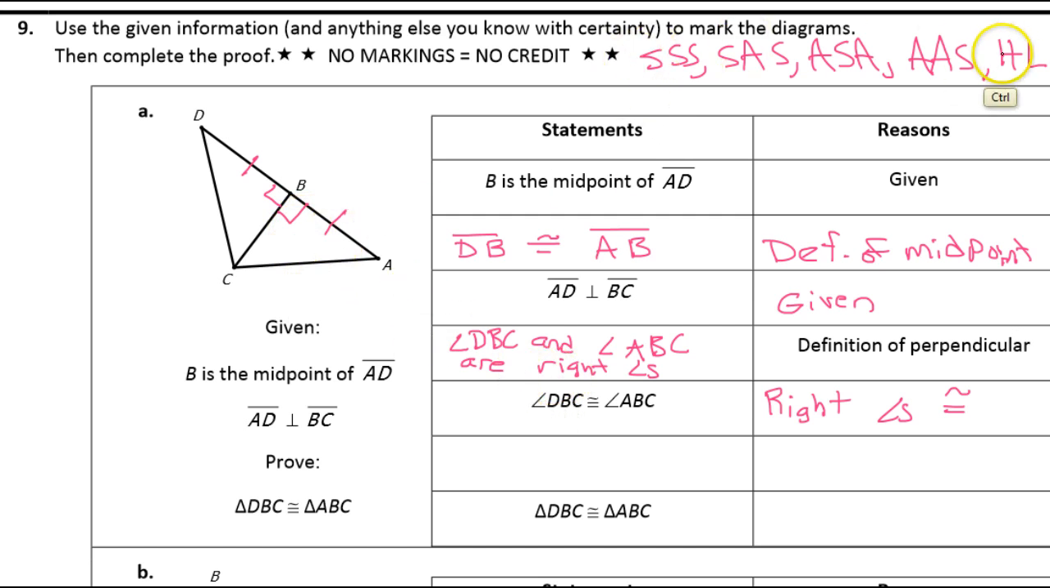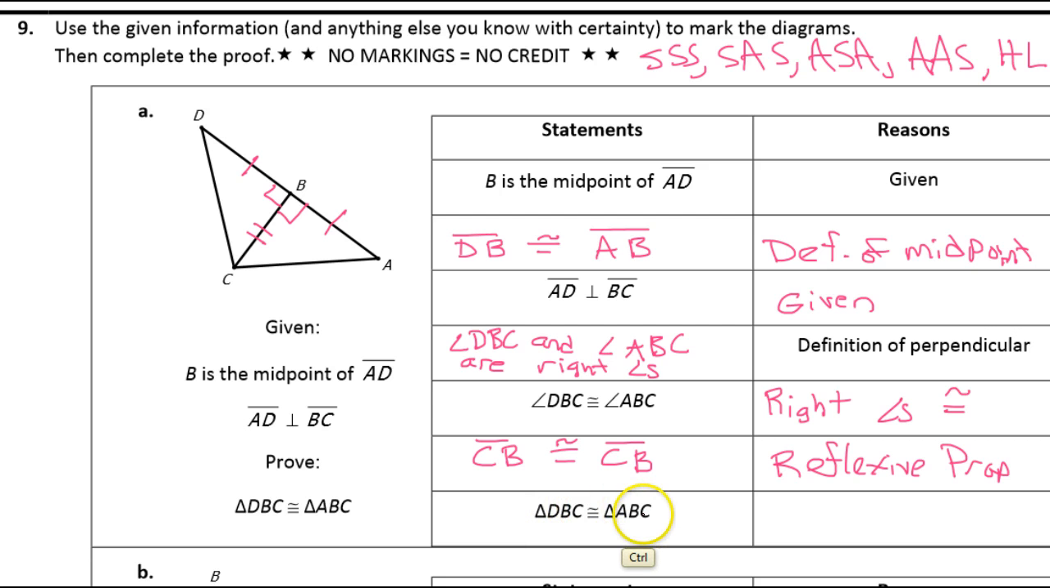So, I'm looking to build up to one of these. That's the end of the given. Is there anything else on the picture that I can mark congruent that's not already marked? I'm hoping that you're noticing the shared side that we have right here. When there's a shared side, obviously it will be congruent for both triangles. So we can say segment CB is congruent to segment CB. When you have something congruent to itself, that's the reflexive property.